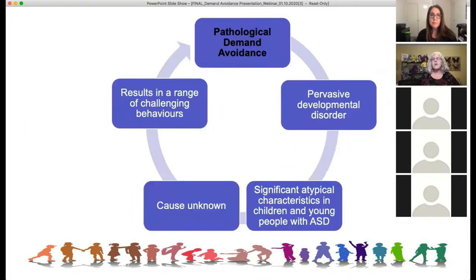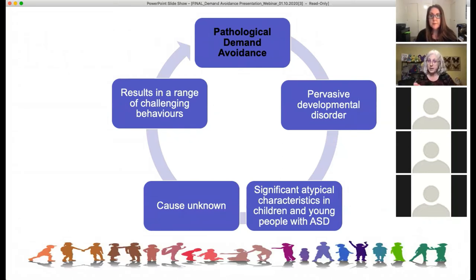So let's have a look at what PDA is. So it's a pervasive developmental disorder. So it affects every area of life. So it has some of the same characteristics as autism. So you'll find that there is often a speech and language or communication delay.